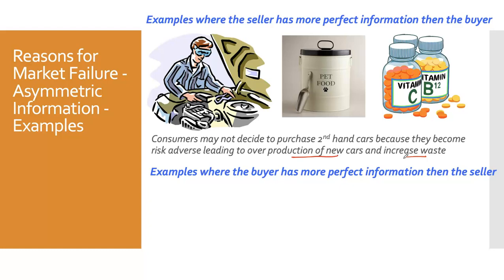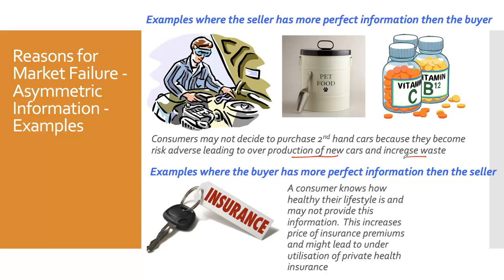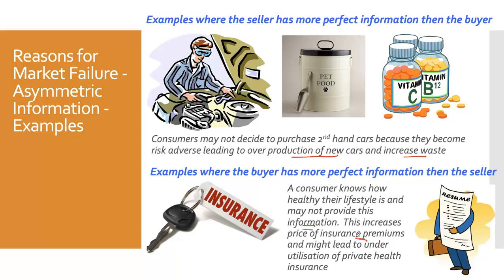What are some examples where the buyer has more perfect information than the seller? Insurance. A consumer knows how healthy their lifestyle is and may not provide this information to the health insurer. They might lie about how much they drink or smoke or any previous health issues. Now, the reason why this is not desirable is this increases the insurance premiums on everyone and actually might lead to some people not getting private health insurance because the premiums have gone up too much. Other examples, a common one is people often lie on their resumes.